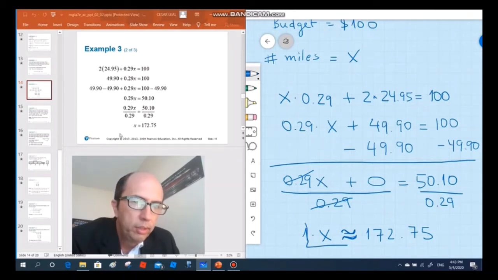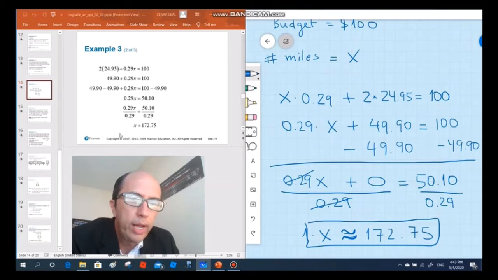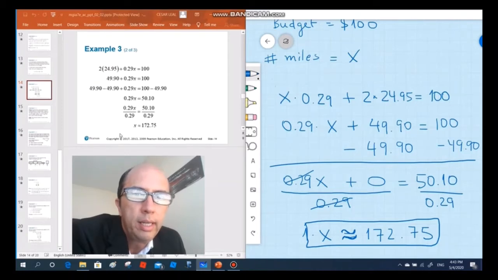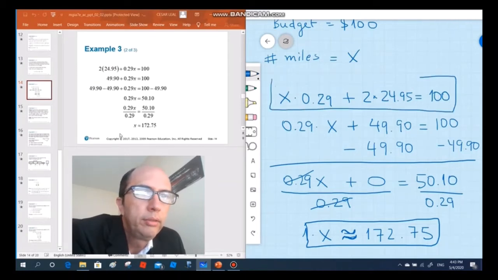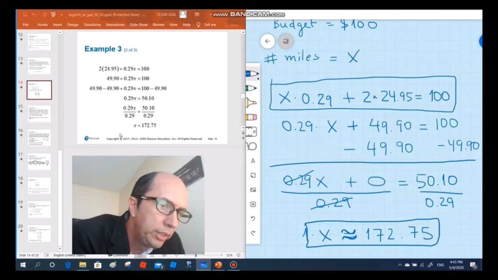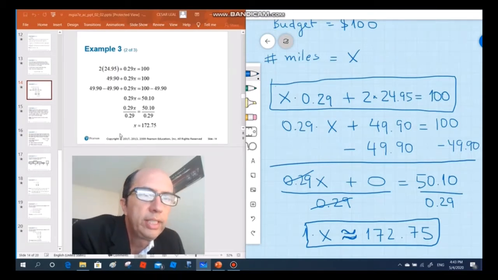Well, don't forget this step by step. Now you get this number here and plug in the original equation. Substitute. You do the substitution of x here by 172.75 and check if this is true.